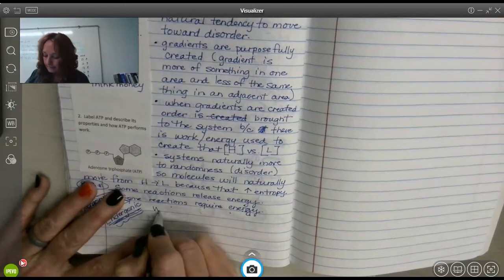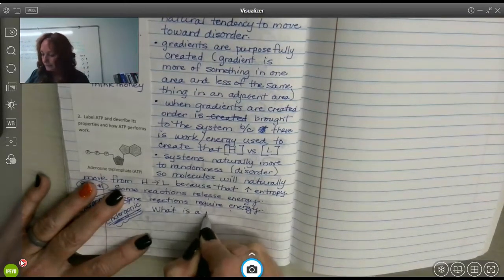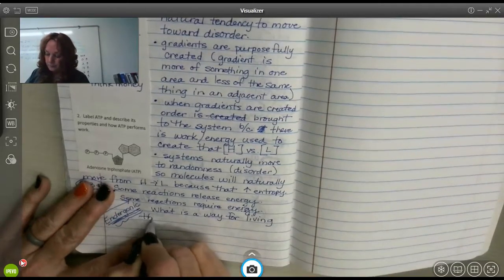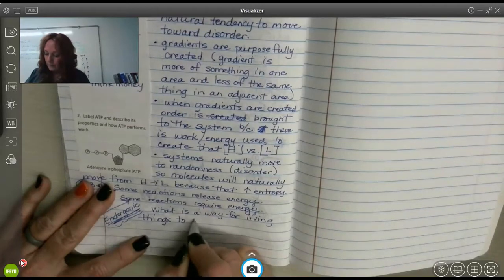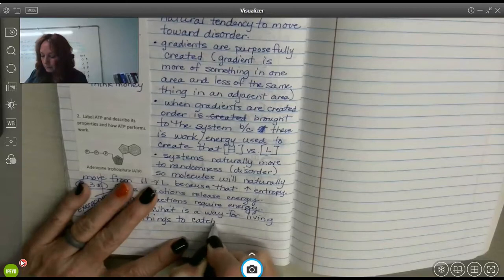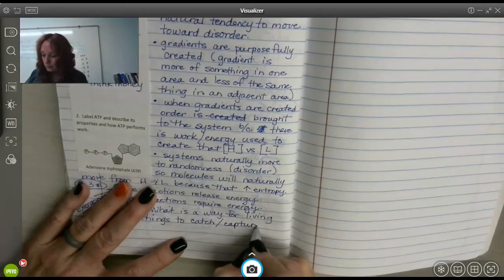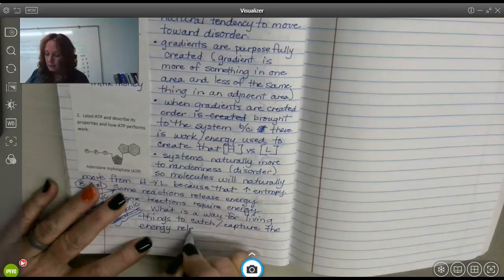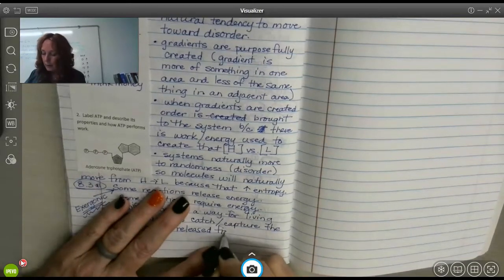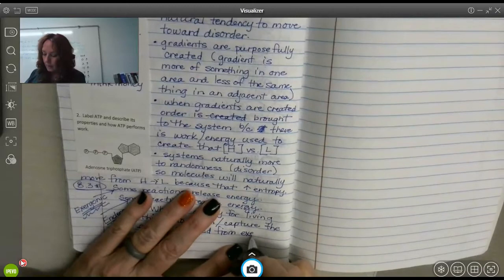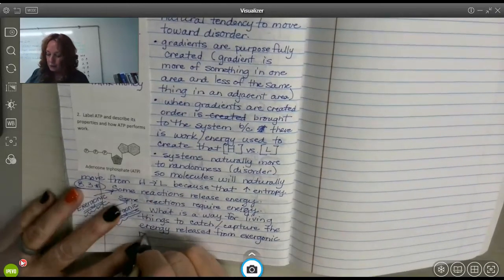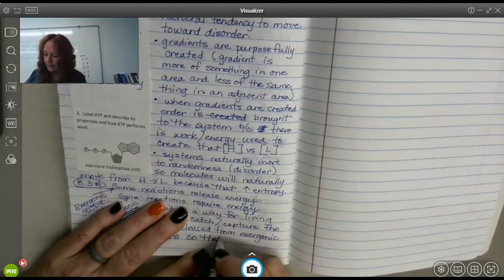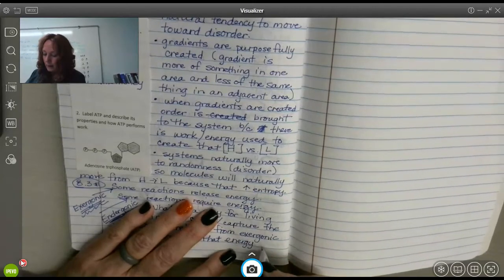So let's write that. What is a way for living things, cells, to capture this energy that's released, and I'm putting in all of my buzzwords here, from exergonic reactions, so that energy isn't lost.